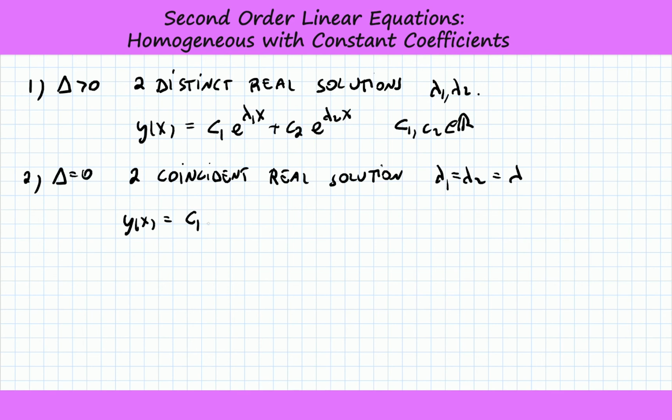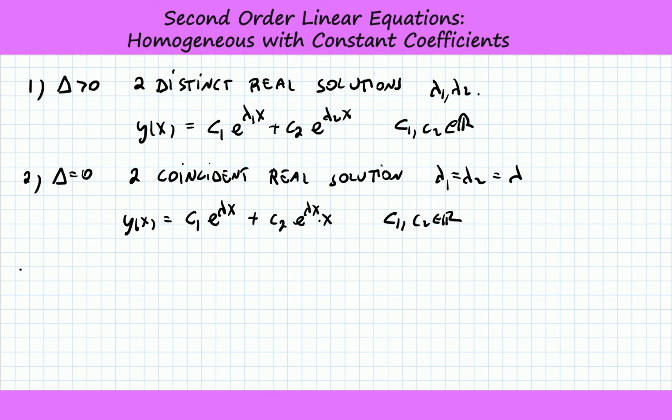Here I will obtain c1 e to the lambda x plus, I cannot simply put c2 e to the lambda x as I did before, right? Because in this case lambda 1 and lambda 2 are the same, here I'm not really writing a combination of two. This is simply c1 plus c2 times e to the lambda x, and this is just a constant, so basically just one solution. Instead, I will need to multiply this by x, and this will give me the general solution, in this case of two coincident real solutions, as c1 and c2 vary among real numbers.